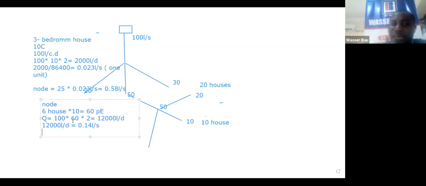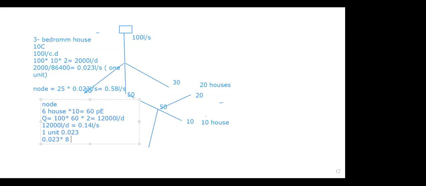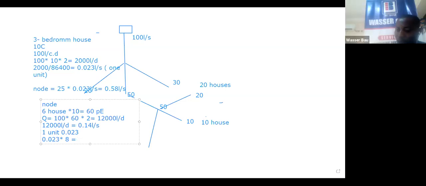But I can also avoid this headache. Since I've established the value for 1 house, remember per unit, 1 unit is simply 0.023. So all I need to do is to say 0.023 multiplied by 8 houses. It will give me exactly the same value, the same figure. So what's the point? 0.023 multiplied by 8 is giving me 0.18. Sorry, this is 0.18.